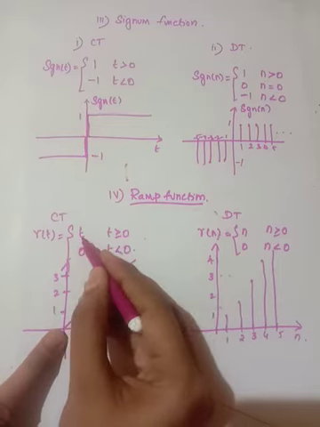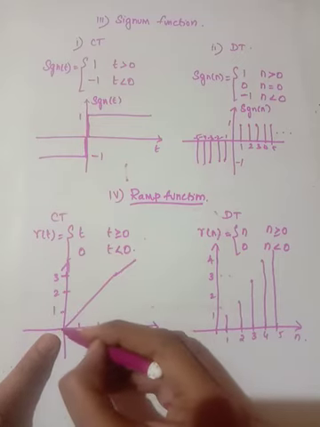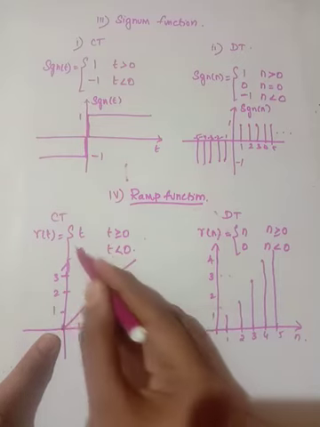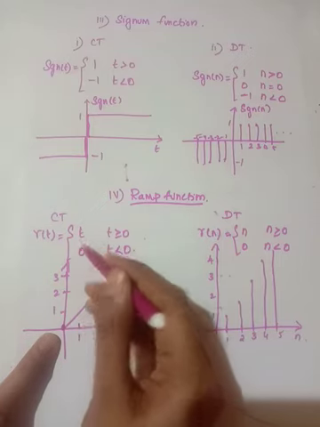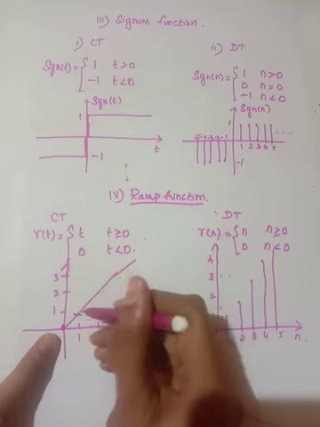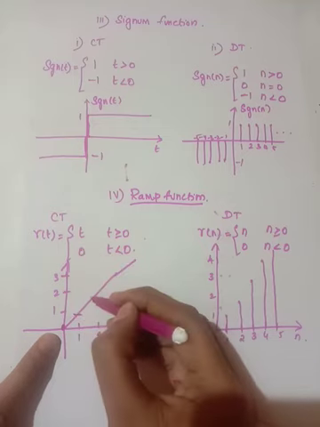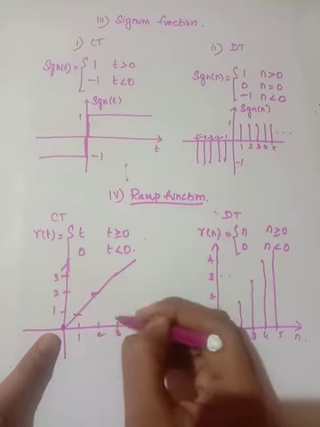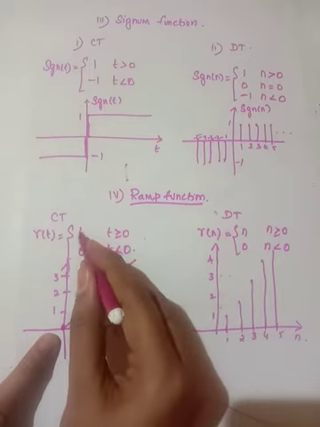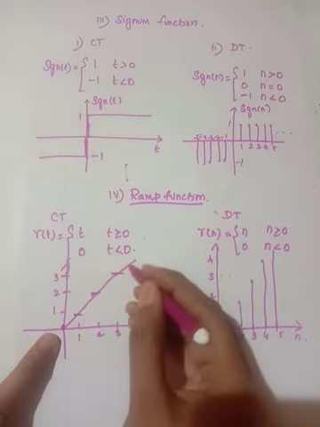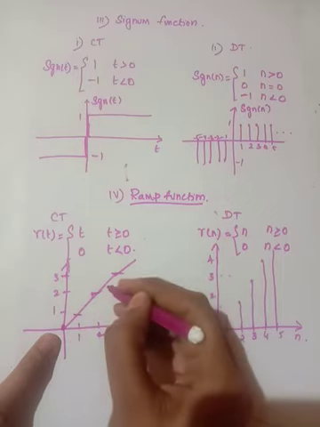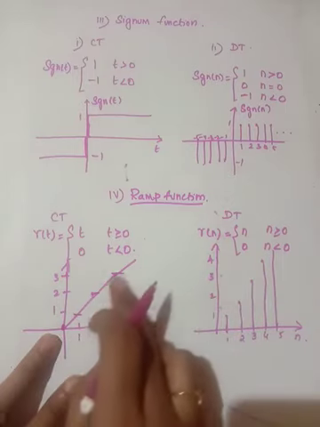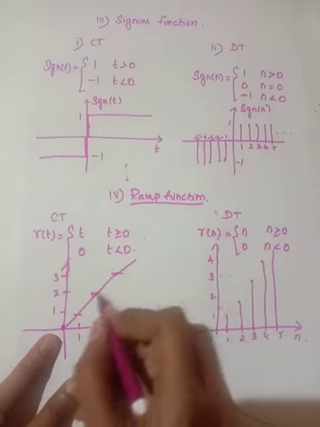Now consider the value of t when t is equal to 0. Here r of t is 0. When t equal to 1, r of t contains the t value alone, so r of t is 1. When t equal to 2, r of t equals 2. When t is equal to 3, r of t equals 3. So when you join these points, you will get a function like this, that is a ramp function. It is increasing like this.